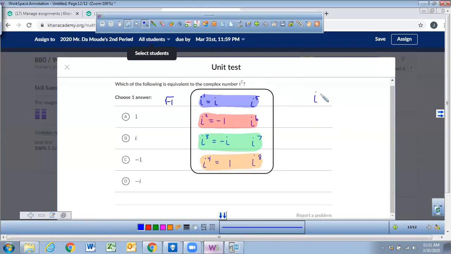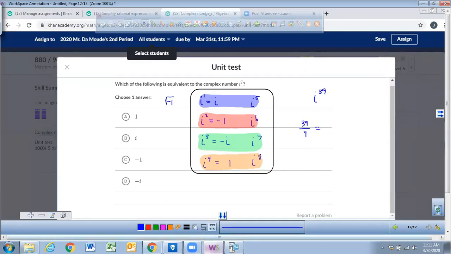What if we had like i to the power of 39? What would you do to be able to find what is i to the power of 39 without having to rewrite it over and over and over until you got to 39? I want you to understand everything goes in groups of 4. All right, this is a pattern of 4. So what you do is you do 39 divided by 4.